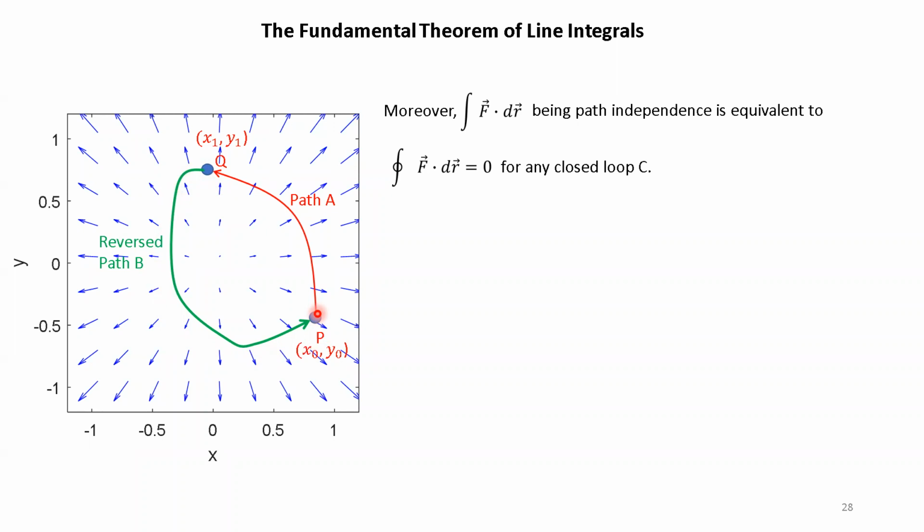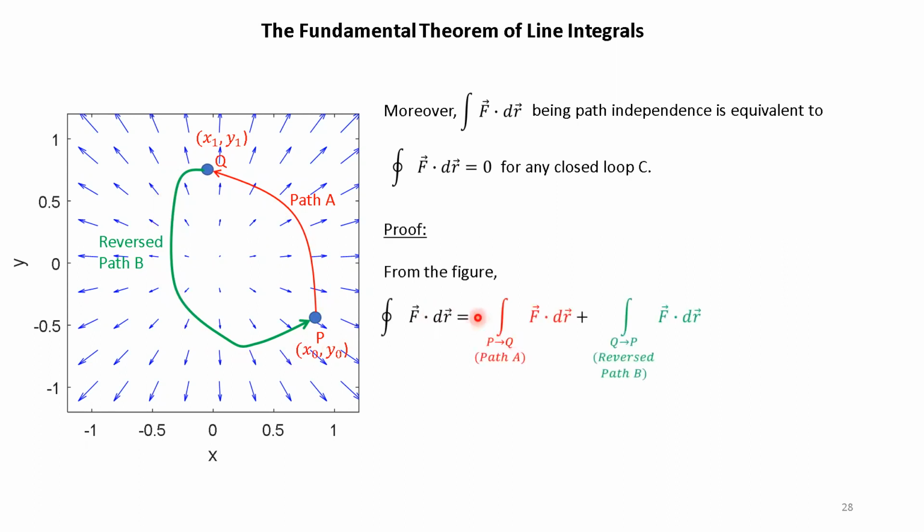Okay. So that's why we get 0, because this path and this path give me the same result. So that's why this path and the negative of this path will give me 0. So just write this out explicitly.